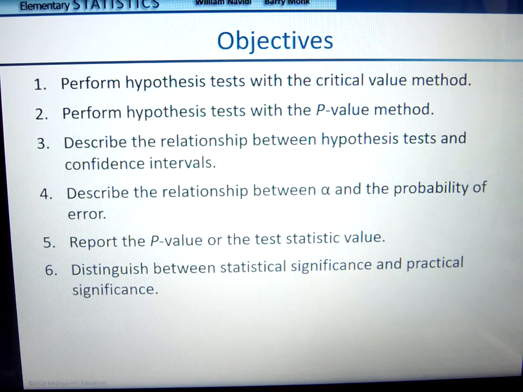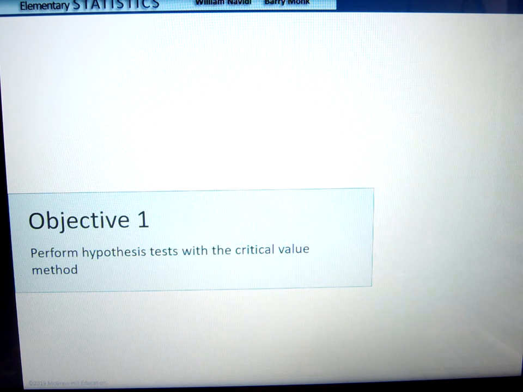So let's take a look at performing hypothesis tests with the critical value method, performing the test with the p-value method, describing the relationship between a hypothesis test and confidence intervals, describing the relationship between little alpha and the probability of the error, reporting the p-value or the test statistic's value, and distinguishing between statistical significance and practical significance. So, performing a hypothesis test with a critical value method.